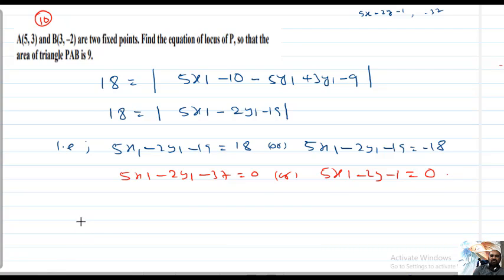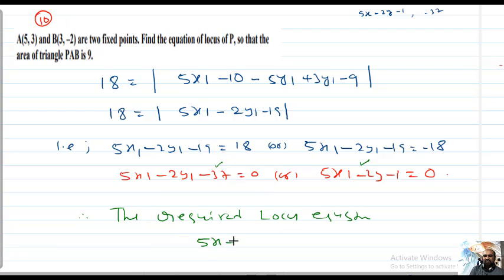So therefore the required locus equation: actually all the points on this line will satisfy, all the points on this line will satisfy, but you want the combined equation, that's why you need to multiply them. 5x minus 2y minus 37 into 5x minus 2y minus 1 equal to 0. This is the locus equation.